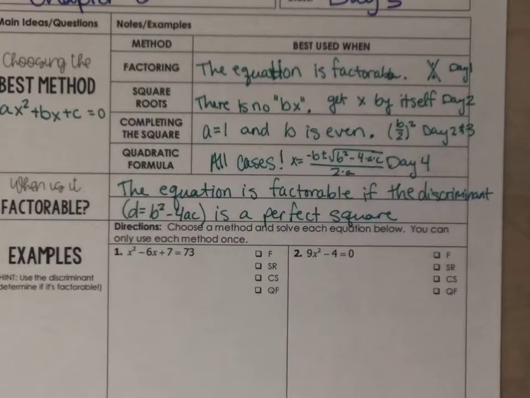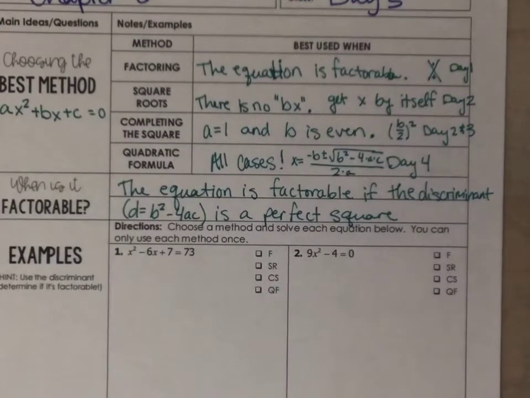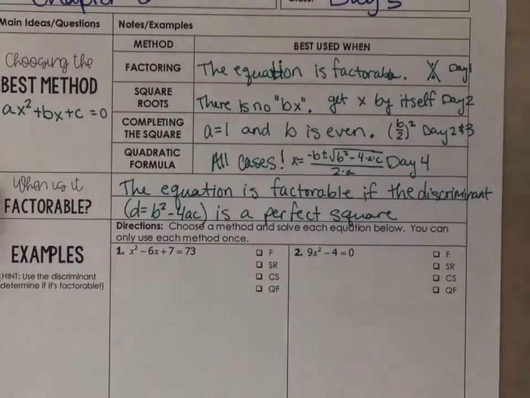So for problem number 1, we'll want to decide which method we're going to use, and we can use these little boxes over here to say which method we're going to do: if we're going to factor, square root, complete the square, or quadratic formula. So there's a couple of things that I noticed first.